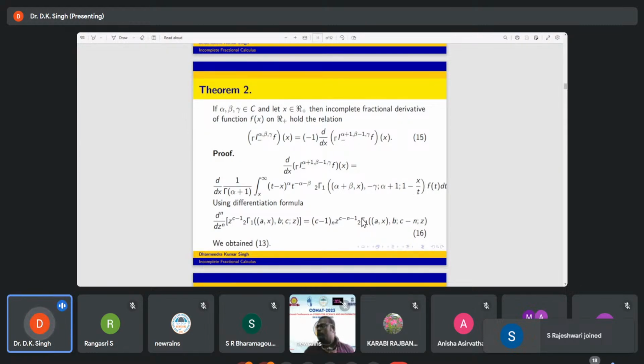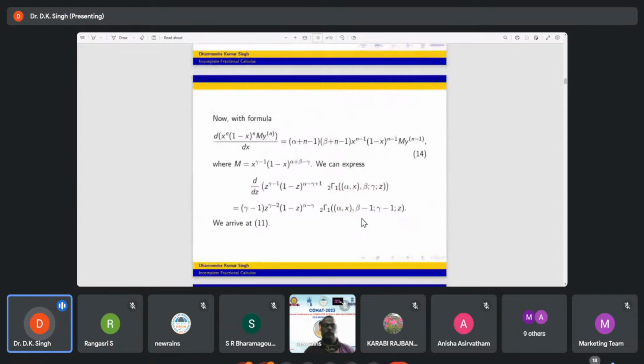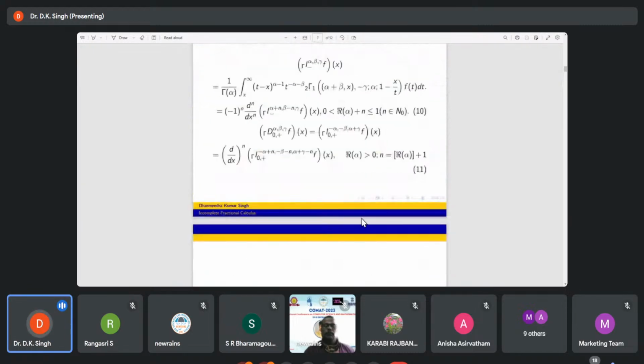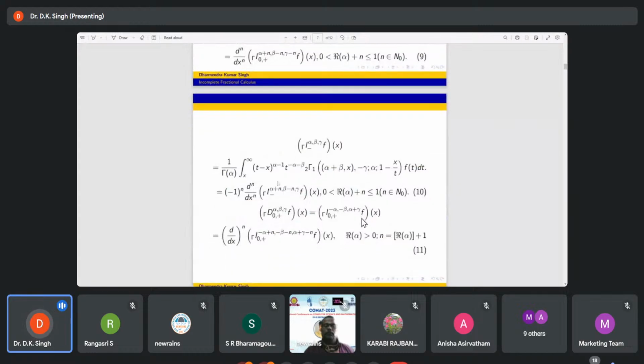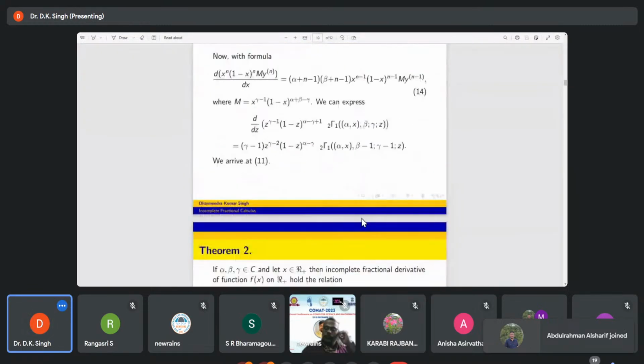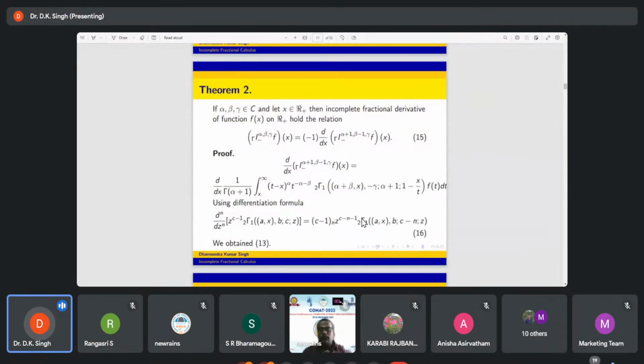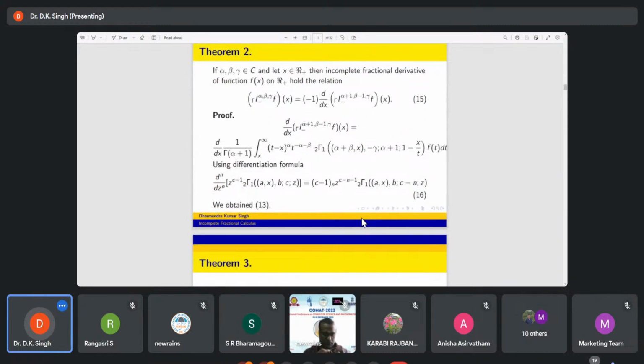The right-hand side of equation 15 can be expressed in the form d/dx of 1 by gamma alpha plus 1. So we are using this formula to represent I, minus alpha plus 1, beta minus 1, gamma function of f(x). We are using this integral representation to construct our equation 15.